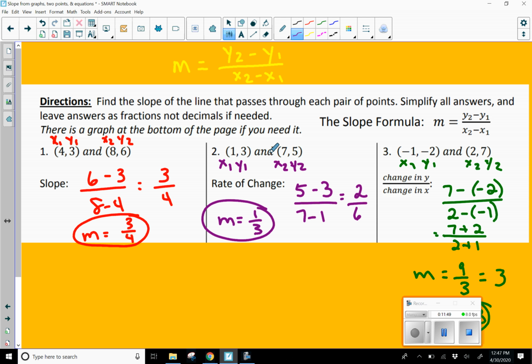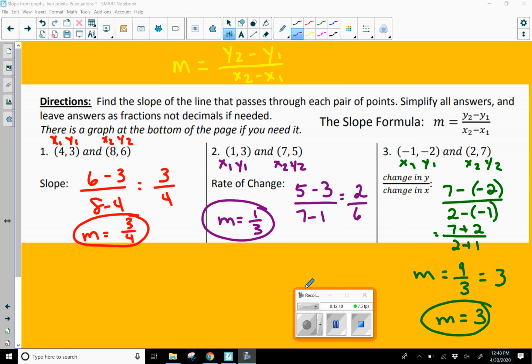Let's take a look at this last one. Again, we're just going to plug our numbers into the formula. y2 minus y1 is 7 minus negative 2. And x2 minus x1 is 2 minus negative 1. Keep change. That leaves you with 7 plus 2, and then 2 plus 1 on the bottom. So that's going to leave us with a slope of 9 over 3, which simplifies to 3.